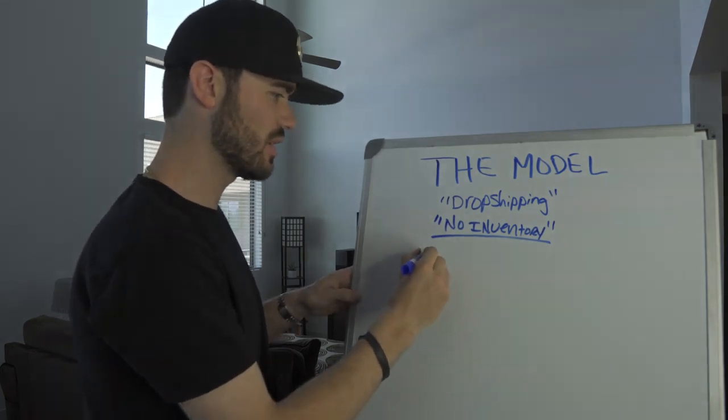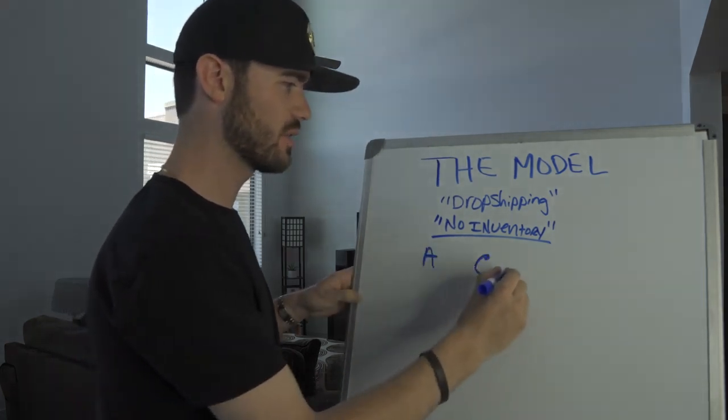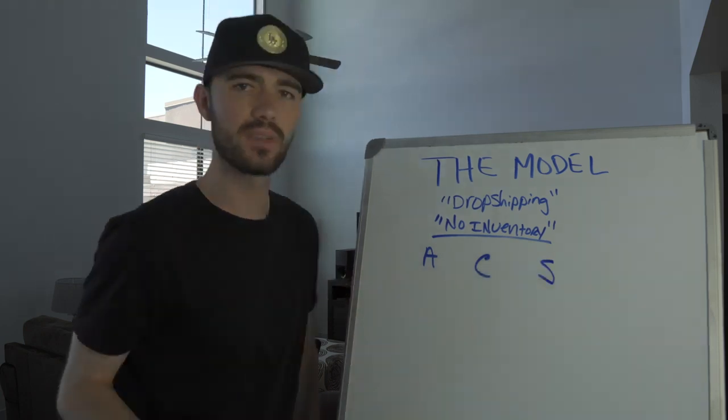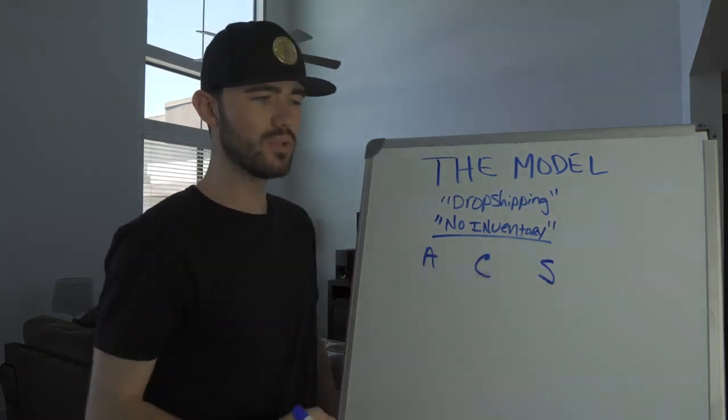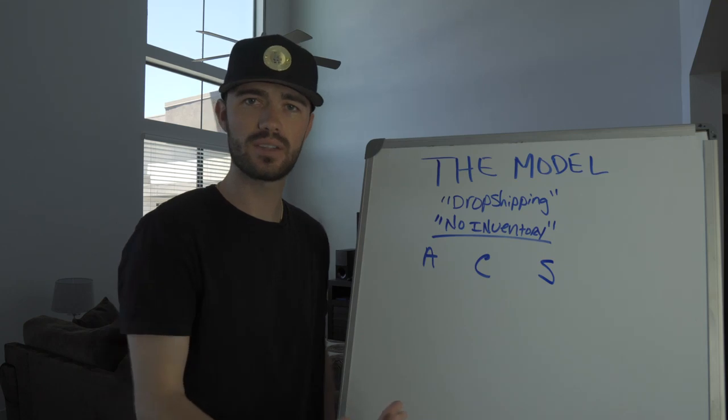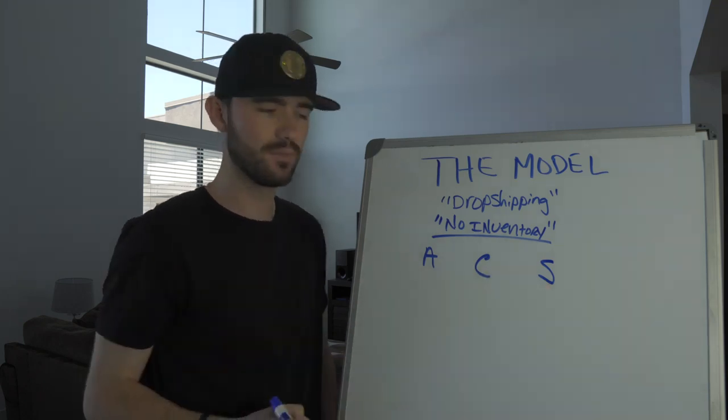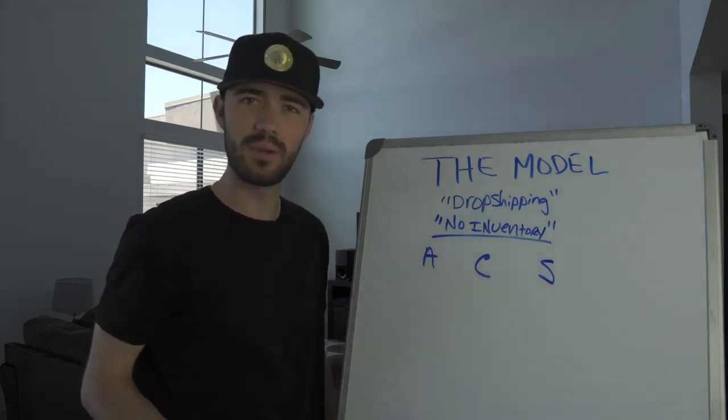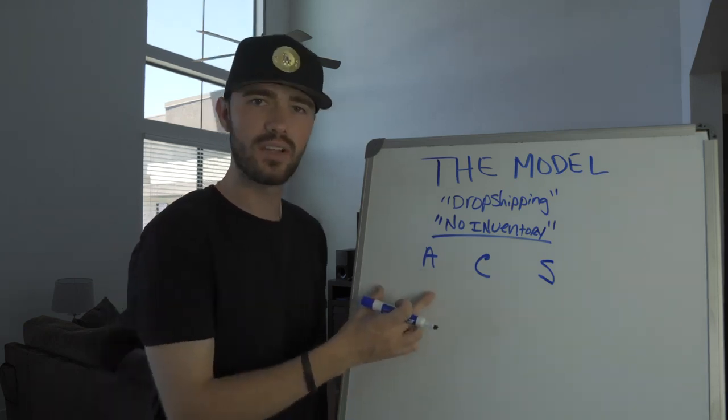We have Amazon, we have a customer, and we have a supplier, okay? Suppliers are what we use to actually source our products. This is where we're getting our product from. Our customers are our money makers. They're the ones spending the money. And Amazon is what we're selling on.